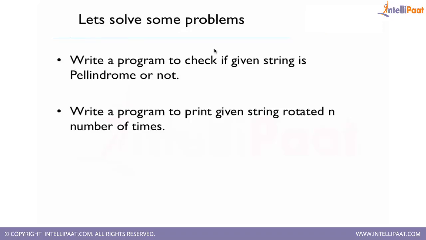Write a program to check if a given string is a palindrome or not. So a palindrome is a string having a special property, wherein when the string is reversed, both the original and the reversed string are the same. Okay, so for example, if I'm writing a string, say ABA, so ABA is a palindrome. Why? Because if I reverse ABA, it will again give me the same string ABA. So we will be writing a program to check if a given string is a palindrome or not.